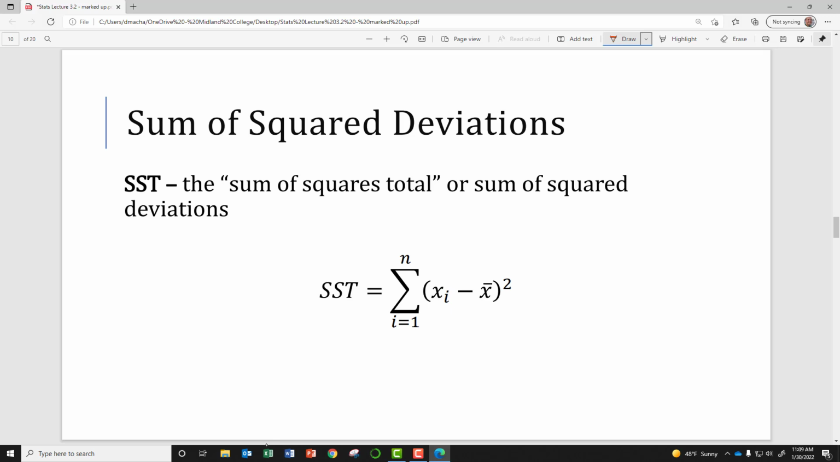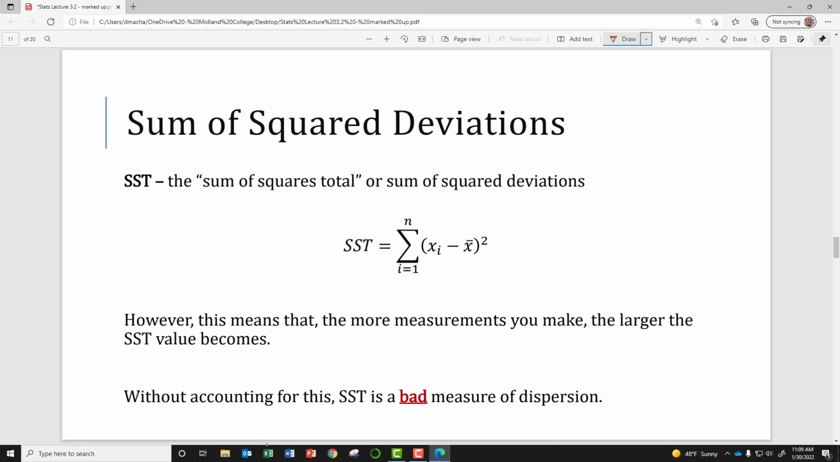So if I show you capital SST, this stands for the sum of squares total, and we use this acronym to represent exactly what we're talking about, which is adding up all of the squared deviations. And this is actually a good measurement of dispersion if you're only comparing data sets with the same number of measurements.